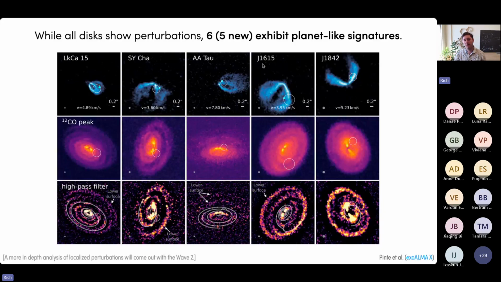And this is just a gallery of the locations of where he finds those velocity perturbations and where he would need to place a planet in order to explain the velocity structure and also account for perhaps some of the structure that we're seeing in the overall distribution of the gas. This, I would say, is still early work. There's a huge amount going on now trying to do this more quantitatively and more in a reproducible way rather than just looking at the data by eye. And so many of those works are going to come out with Wave 2.